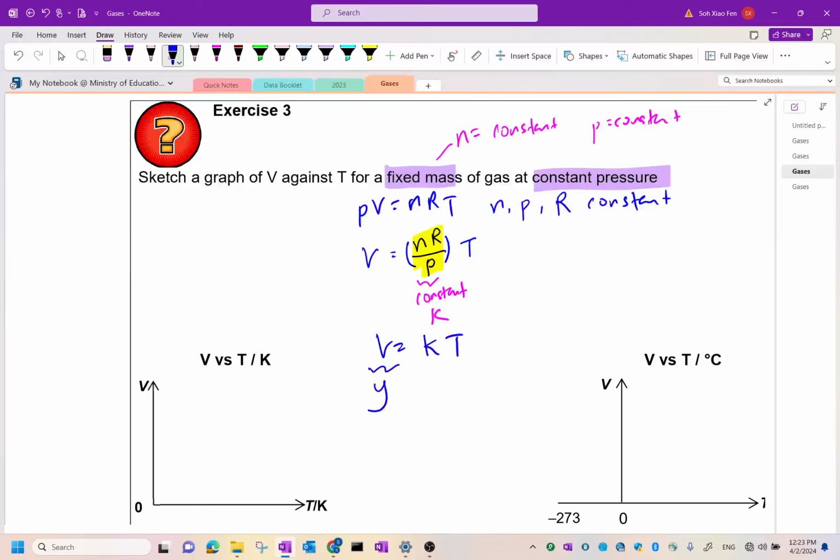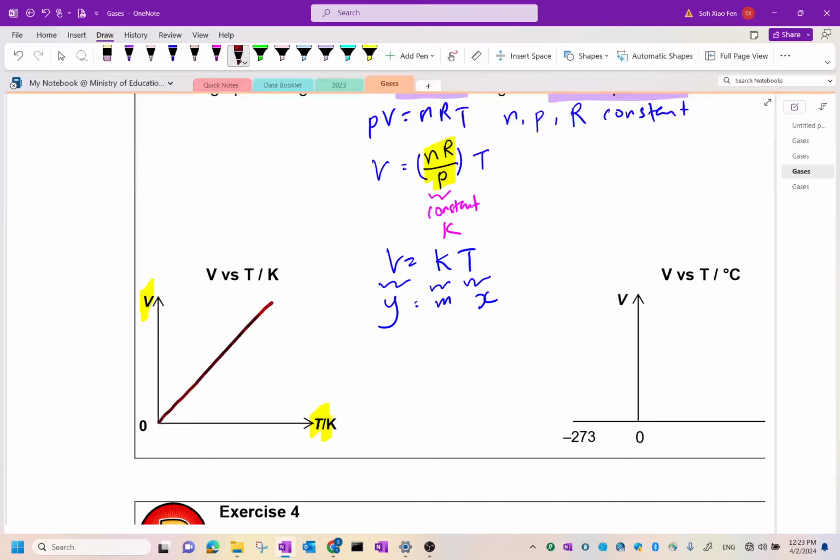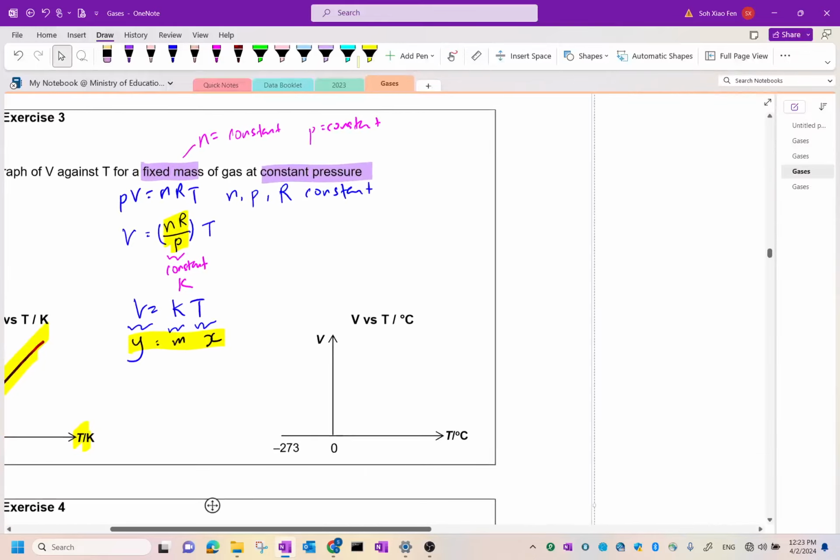So this is like my y-axis, this is my x-axis, this is like y equals mx. Therefore, if I were to plot a graph of V versus T, I should expect this to be a straight line that passes through the origin. So it looks like a y equals mx graph. Make sense? So now what happens if I were to change my x-axis to temperature in degrees Celsius?